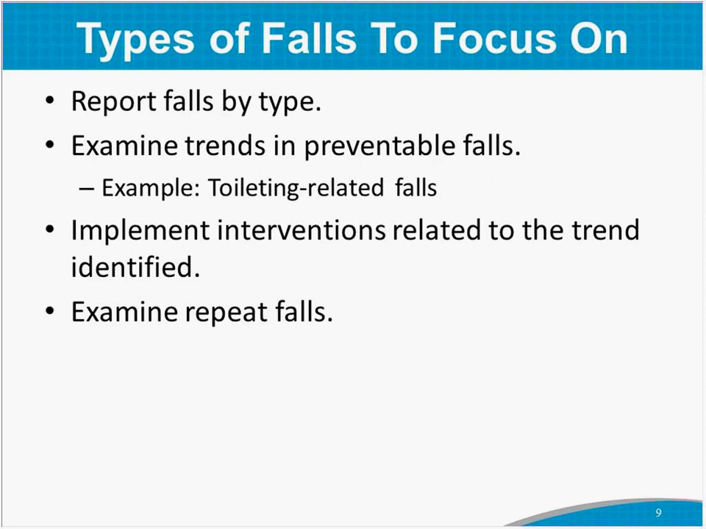With the preventable falls, an example might be, with the anticipated physiological falls, some people found that a lot of the preventable falls related to toileting. There are many challenges with dignity and privacy with toileting issues. The patient needs assistance but doesn't want to be assisted. So that gives you a trend on which you can focus to say, how can we make it easier to keep the patient safe while they're being toileted and do this in a respectful manner? You want to implement interventions related to that trend and examine any repeat falls that may be occurring.